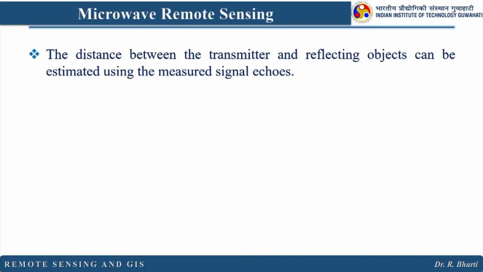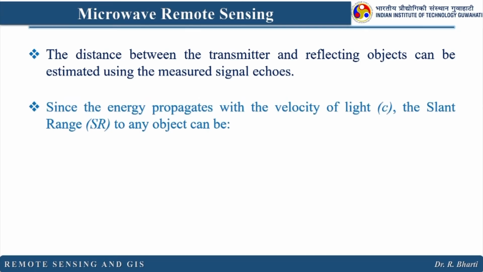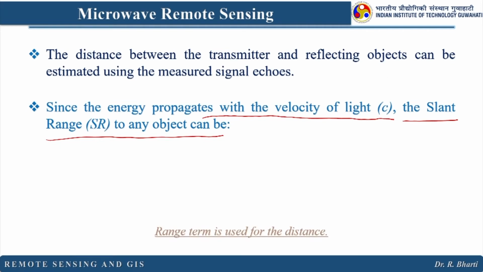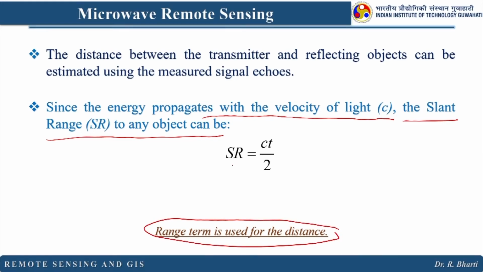In microwave remote sensing, the distance between the transmitter and the reflecting object can be estimated using the measured signal echoes. The measured signal echoes means the backscattered value. Since the energy propagates with the velocity of light c, right, and c is known, the slant range to any object can be calculated. So, what exactly do we mean by slant range? Remember, the range term is used for distance, right. The slant range is equal to ct by 2, and t is basically your time.